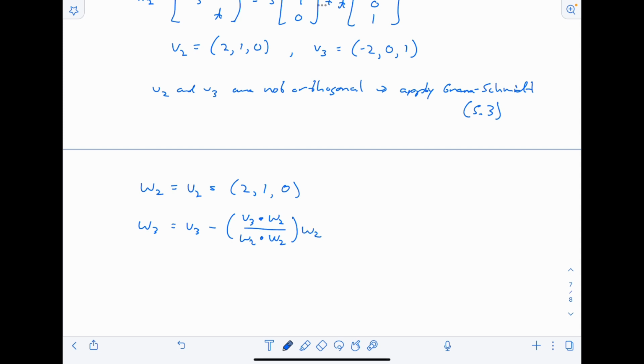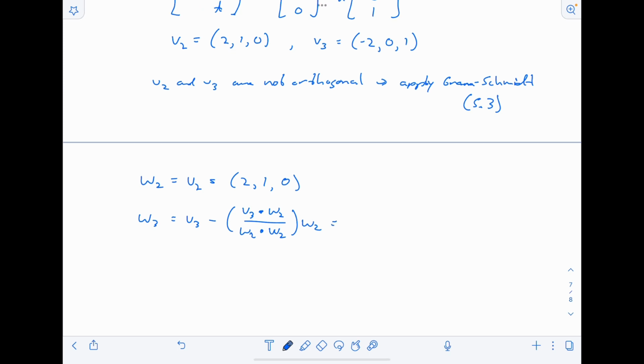So this probably, hopefully, looks familiar. But obviously I highly doubt you've got those formulas memorized. If you do, you are amazing. All right, so V3 is (-2, 0, 1).